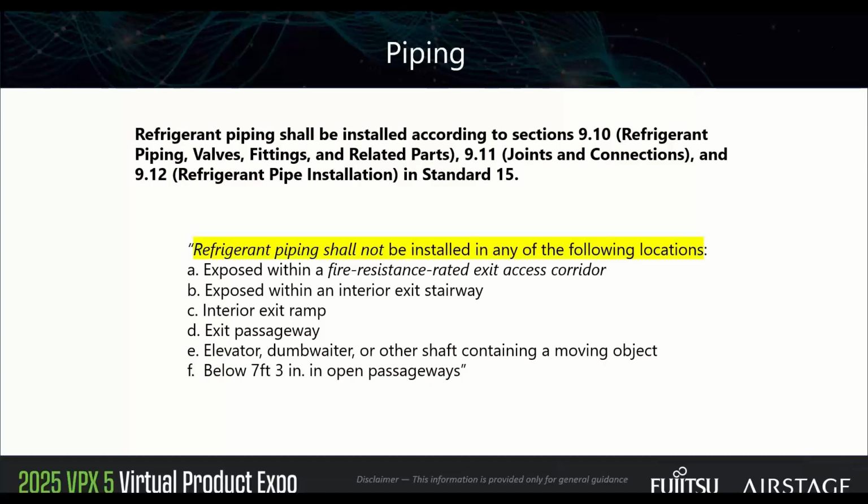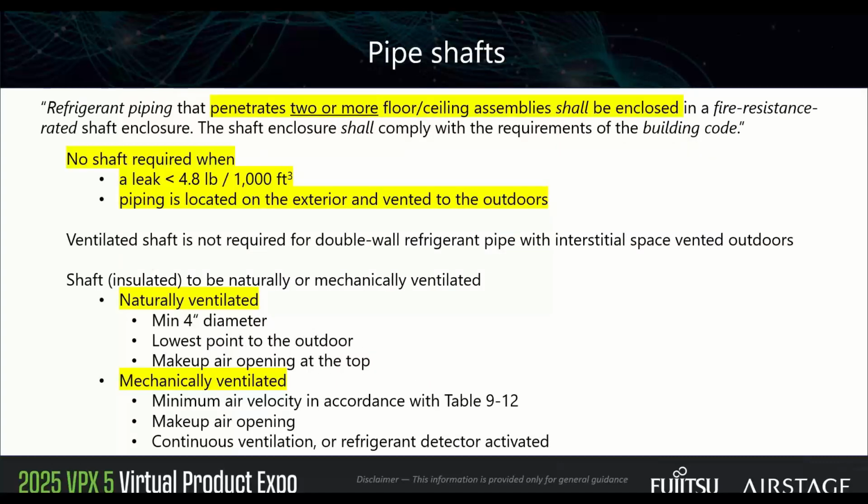On the next slide, we have a discussion about pipe shafts. The standard says that refrigerant piping that penetrates 2 or more floor ceiling assemblies shall be enclosed in a fire-resistant rated shaft, according to the building code. So 2 or more floor ceiling assemblies, meaning that if you go through 1 floor up to the next floor, you're good. If you go through 2, then you need a shaft. That's the way it should be read. You don't need a shaft though if the maximum leak is less than 4.8 pounds per 1,000 cubic feet in that shaft, and also if the piping is located outside and vented to the outdoors.